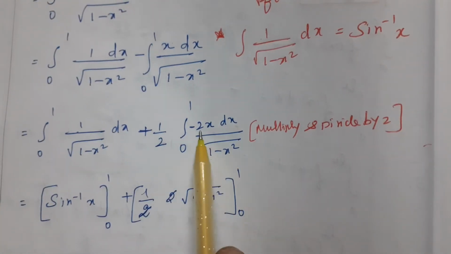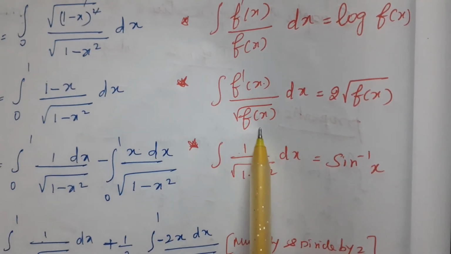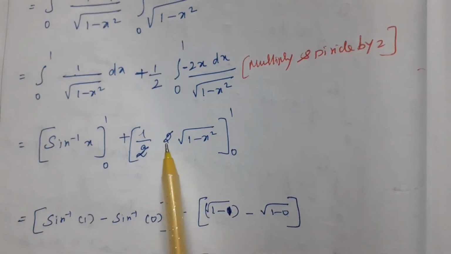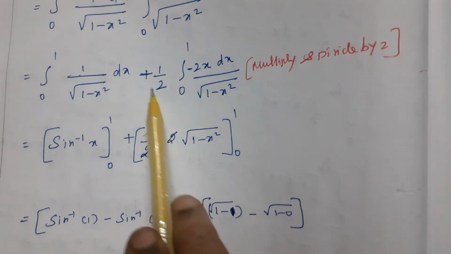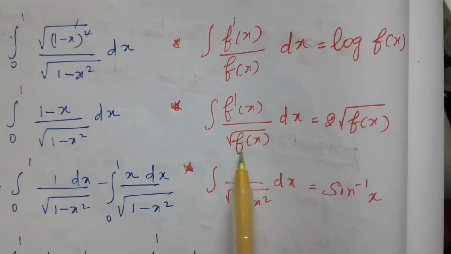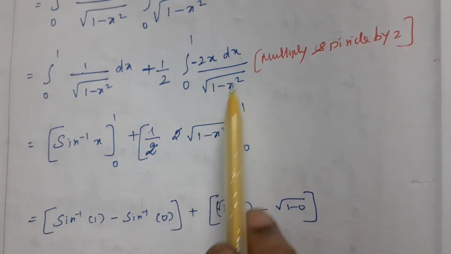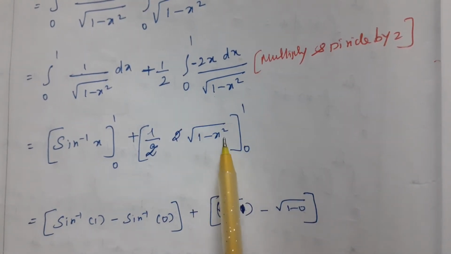So differentiating 1 minus x square, we get minus 2x. Therefore, which property do we apply? Integral of f dash of x by root of f of x into dx is equal to 2 into root of f of x. So what is this? 2 into root of, what is our f of x? Root of 1 minus x square. The 1 by 2 is already outside as a constant. This is the f of x function, so what is our f of x? Root of 1 minus x square.